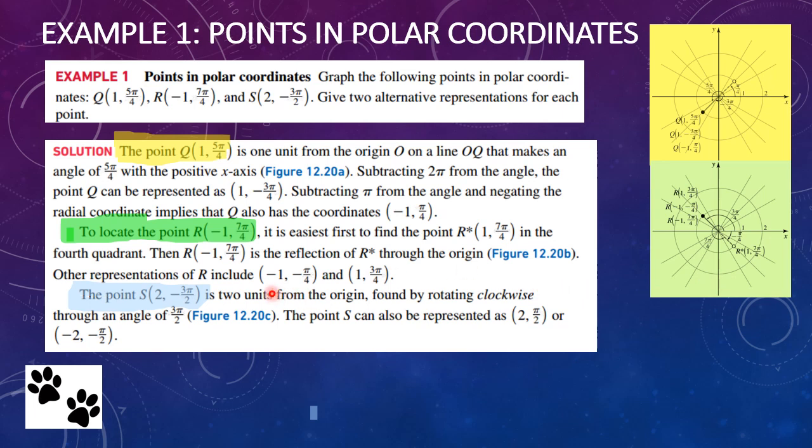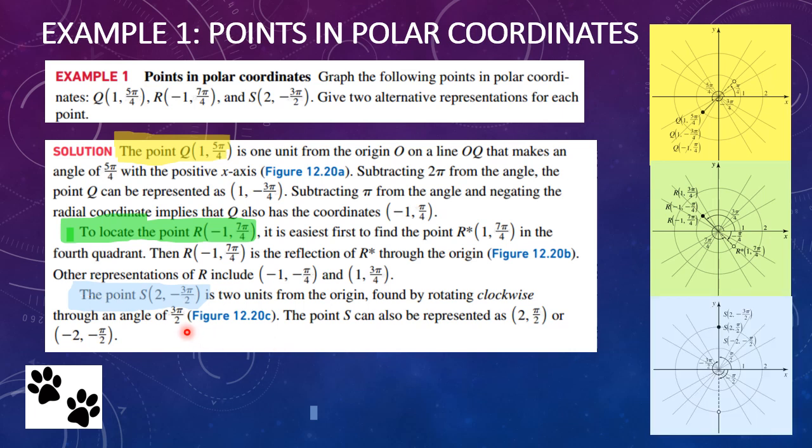Okay, other representations include (-1, -π/4) by simply adding π to that, or subtracting π from that, and (1, 3π/4). And that's going around. That's the original one we just saw. Nope, that's adding 2π to our original coordinates, I should say.